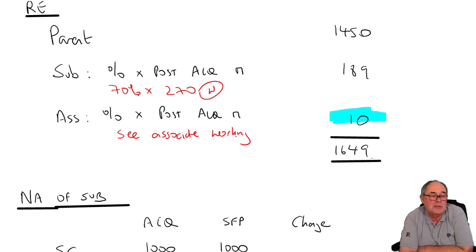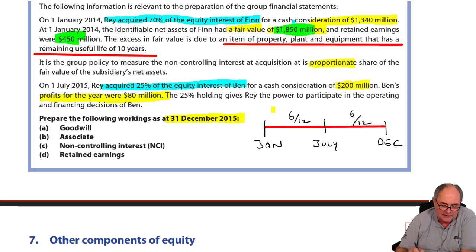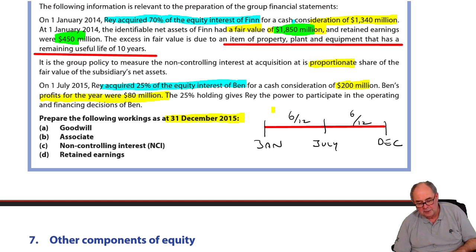So that was a reminder about how we would actually calculate the key numbers in a consolidation. Of the ones that are there, the ones that will definitely be in your exam would be the first two, goodwill and associate, but they could ask for the others. We're going to have a look at another example now, which is example 3.